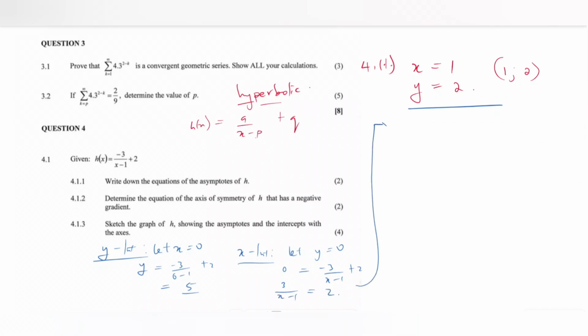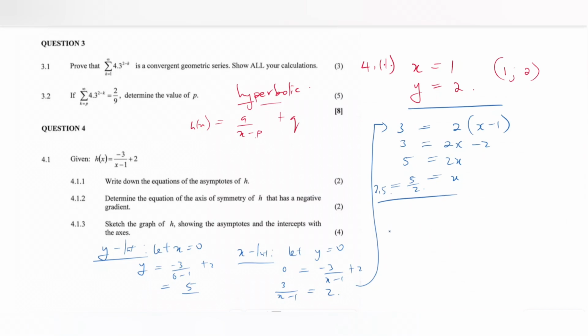Let me take it further here. Then we can multiply by the denominator x minus 1 on both sides. We'll get 3 is equal to 2 times x minus 1, like this. Then this is going to be 2 times x, which is 2x, minus 2. Then 2 to the left, that's going to be 3 plus 2, which is a 5, equals 2x. So our x is going to be 5 over 2, which as a decimal is 2,5. So now we have our x and y intercepts.